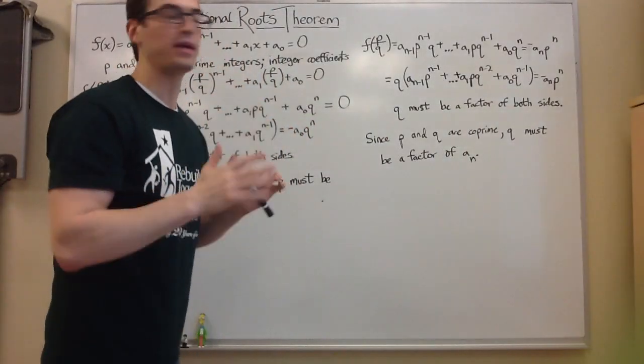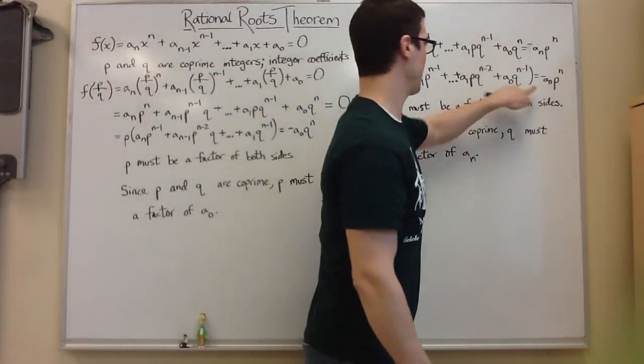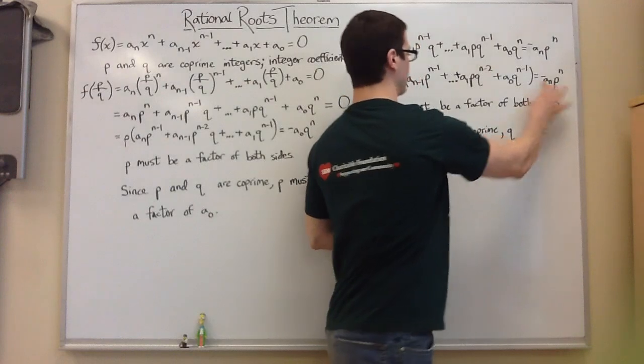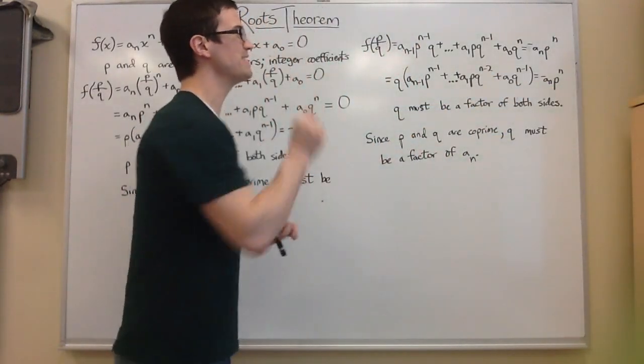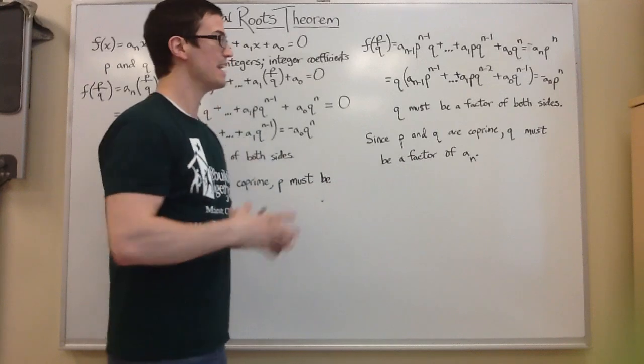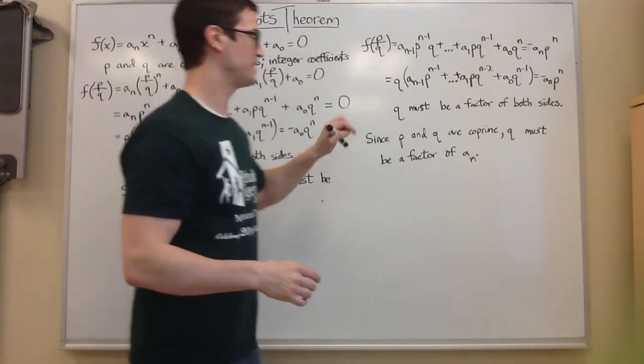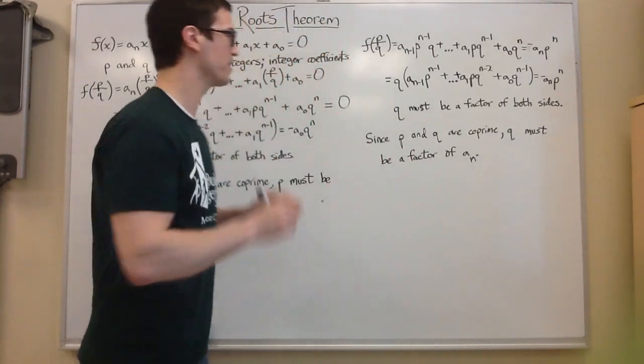So in order for it to be an integer, this would have to divide evenly by q. And since p and q don't divide evenly, that means the an has to divide evenly. If an divides evenly, then it's a factor. Q would be a factor of an.